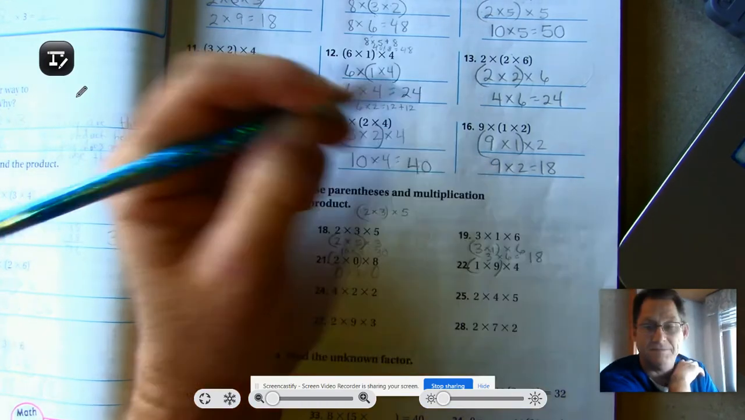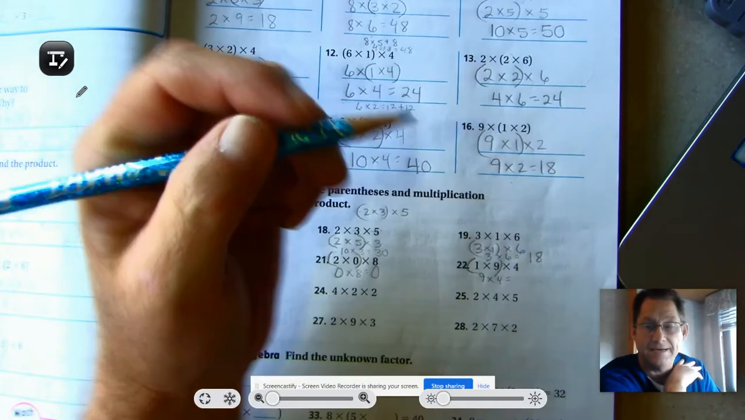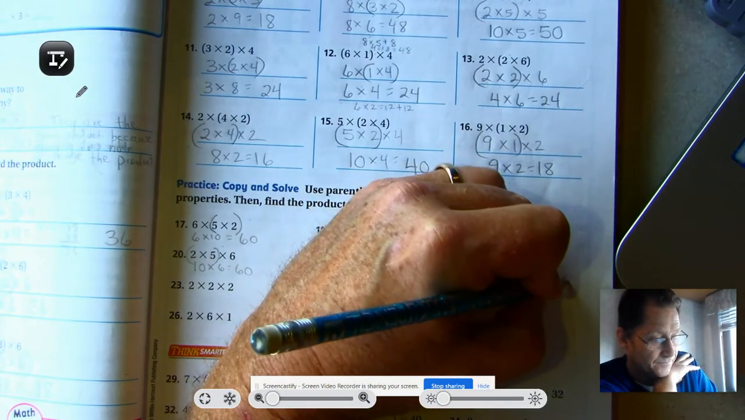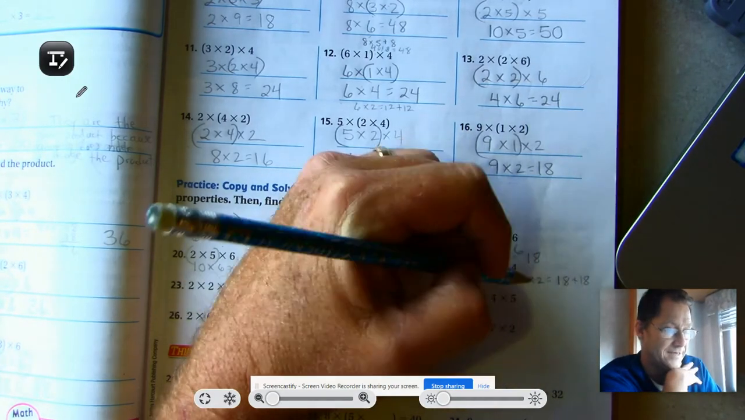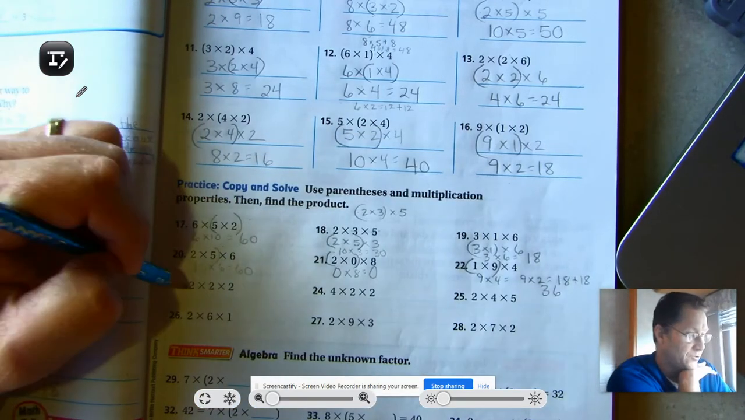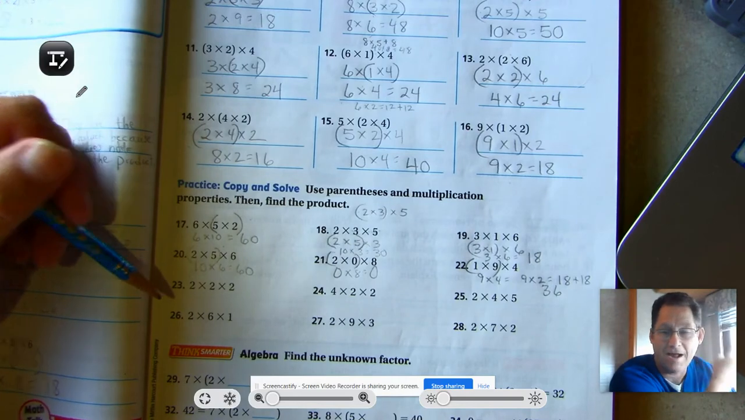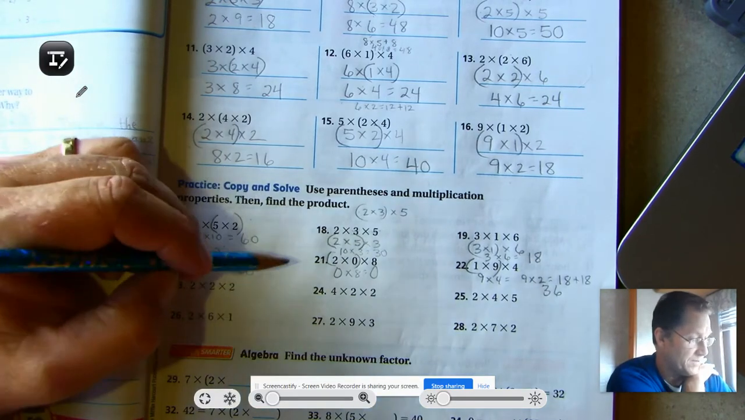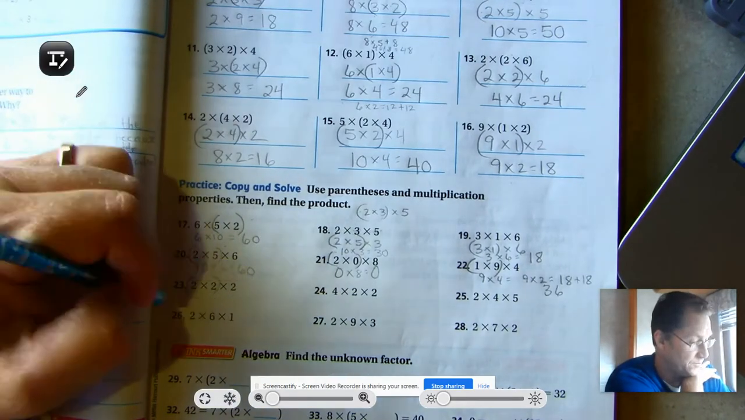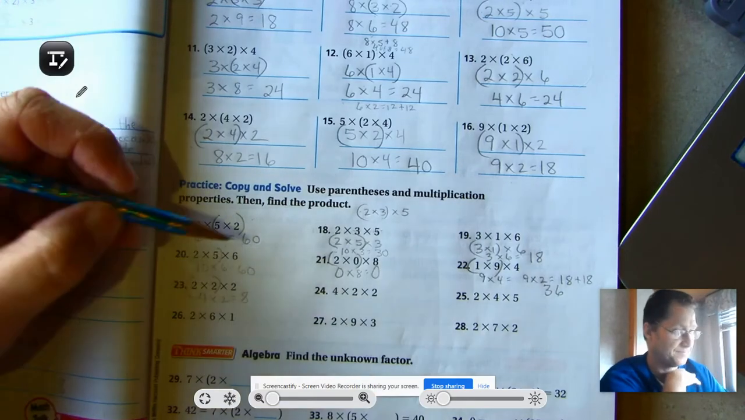We can group 1 times 9 first and get 9 times 4. 9 times 4 is the same as 9 times 2 doubled. So 9 times 2 is 18. 18 plus 18, 36. 2 times 2 times 2. No matter how you group them, you're going to be multiplying the same exact things. So might as well just group the first two twos. 2 times 2 is 4. 4 times 2, 8.